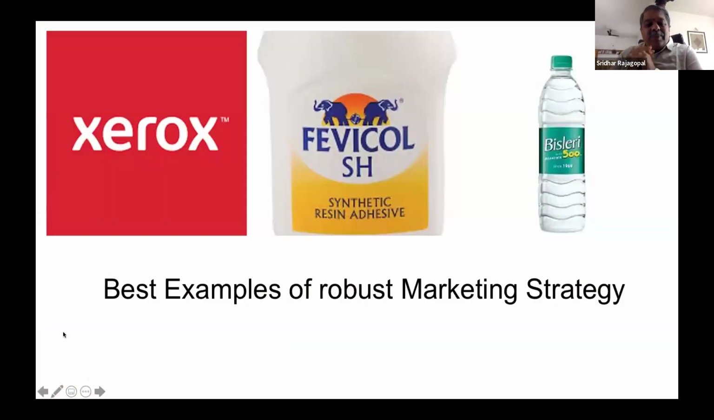Moving on, I just want to bring you to a very interesting thought process. See, the words Xerox, Fevicol, and Bisleri, for that matter, these three organizations, their marketing strategy has been so strong that even their competitors many times use their names. For example, I'm sure there are many companies that manufacture Fevicol or other adhesives, but I'm also very confident that their competitors themselves use the word Fevicol many times.